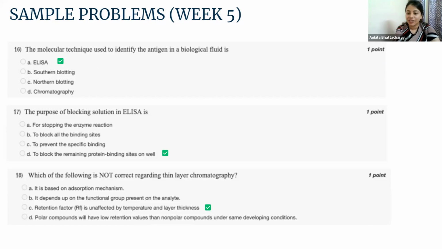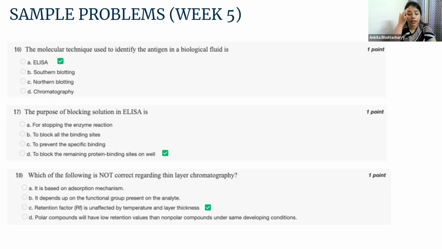Then coming to question 17, the purpose of the blocking solution. There's often a tendency to take blocking solution quite lightly, that why at all do you need to block a membrane? But it's a crucial step. It's crucial because you will infer your results based on what is bound, right? Now that binding might be non-specific. So the entire purpose of blocking is to prevent any non-specific binding.